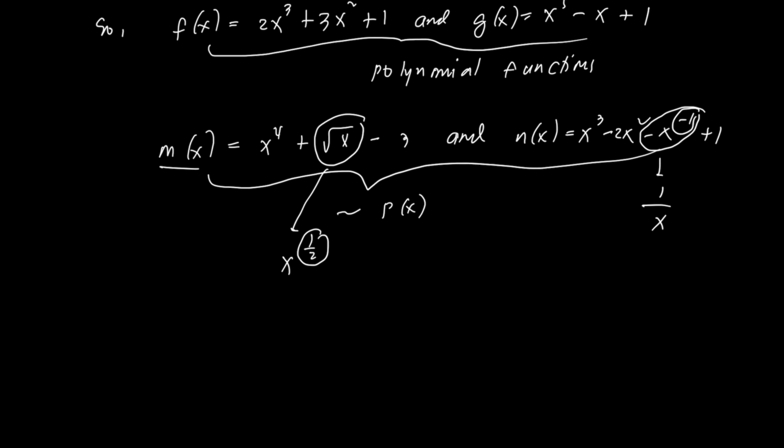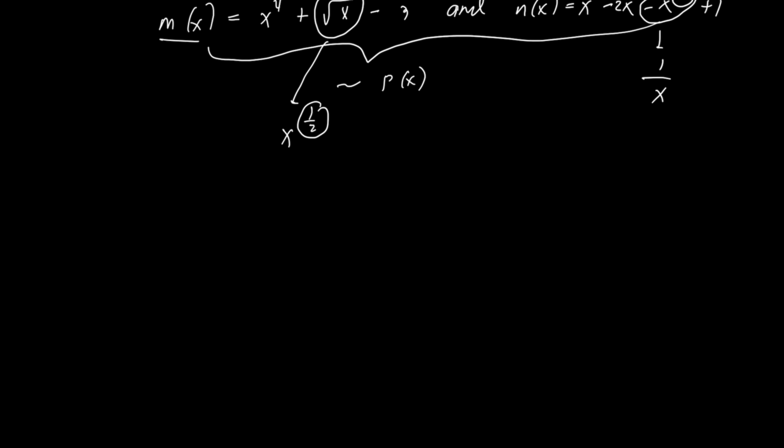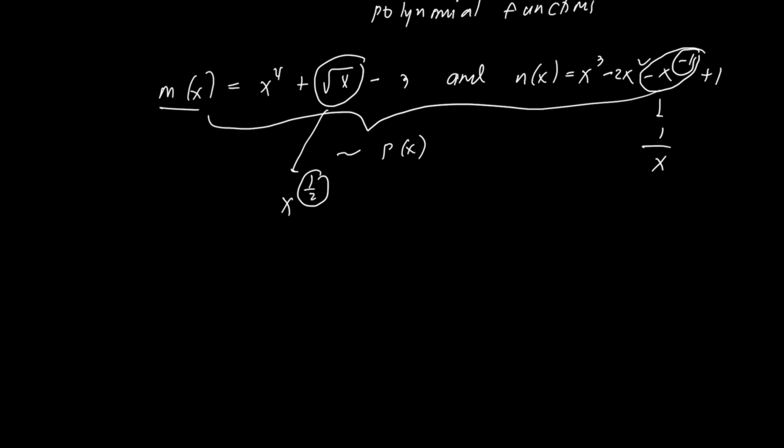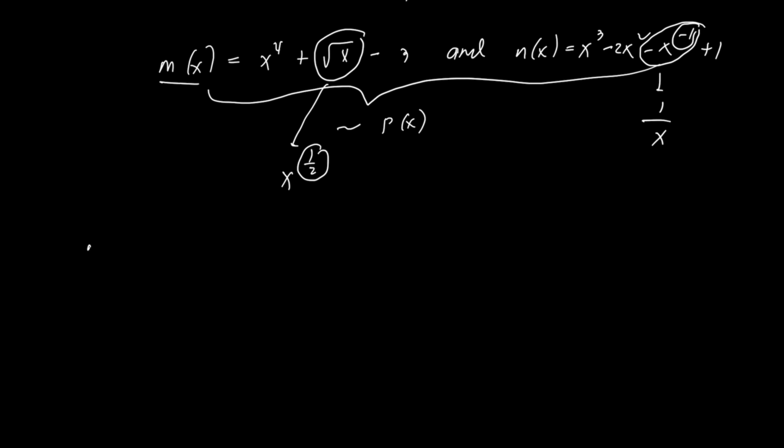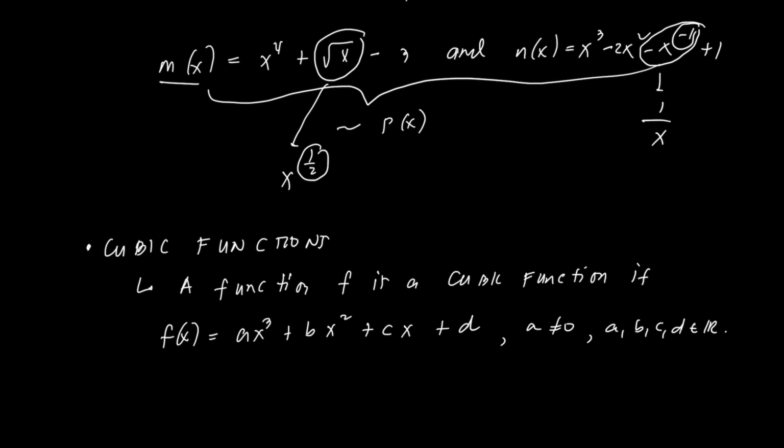Now, aside from constant, linear, and quadratic functions, I'd like to add another polynomial function which is 1 degree higher than the quadratic functions, and that is cubic functions. A function f is a cubic function if f of x is equal to ax cubed plus bx squared plus cx plus d, where a is not equal to 0 and a, b, c, and d are all real numbers. This is a condition: a is not equal to 0, because if a is equal to 0, then that function is just a quadratic function, not a cubic function, although that is still a polynomial.